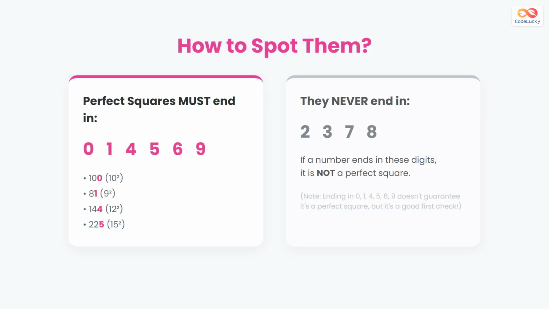Here is a helpful trick to spot perfect squares. A perfect square will always end in one of these digits: 0, 1, 4, 5, 6, or 9. If a number ends in 2, 3, 7, or 8, you can be 100% sure it is not a perfect square.